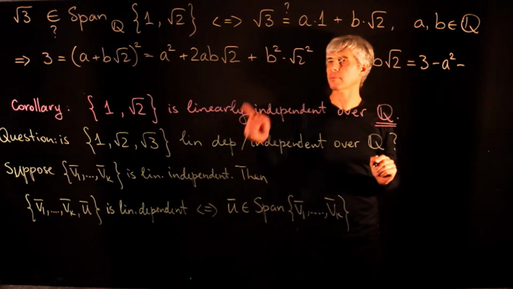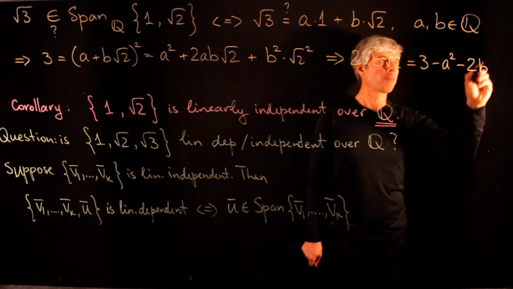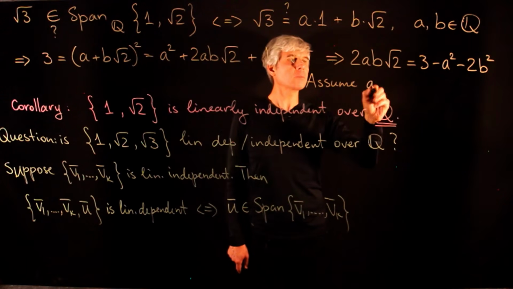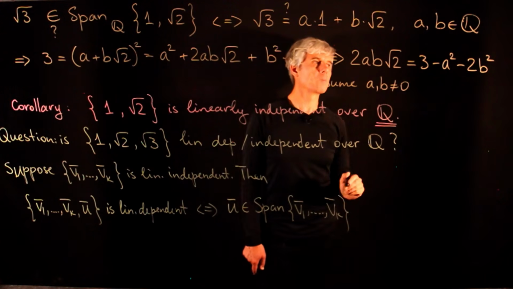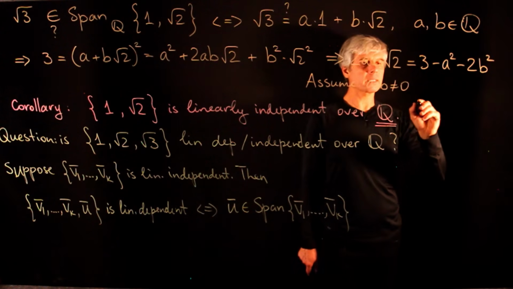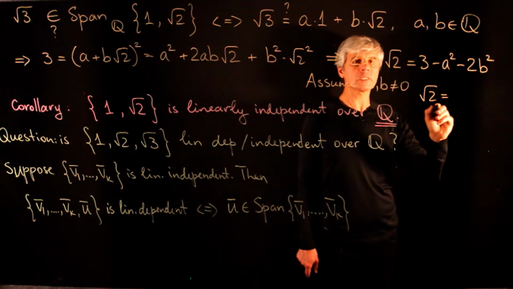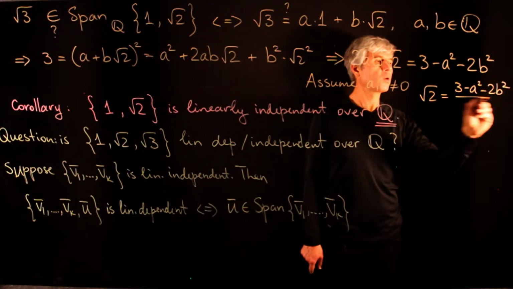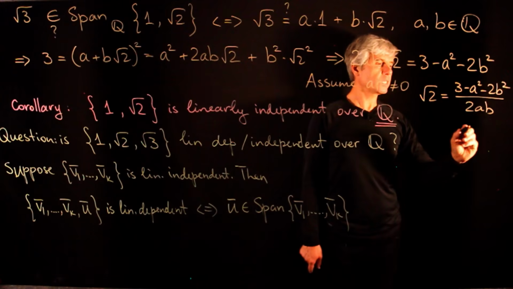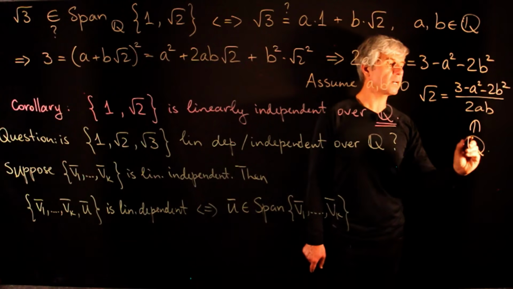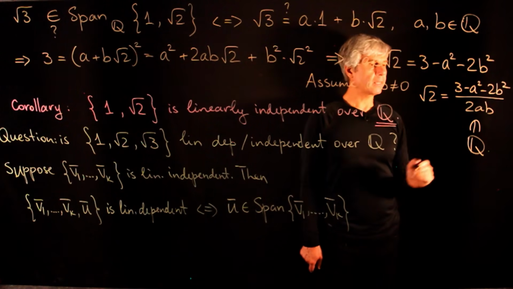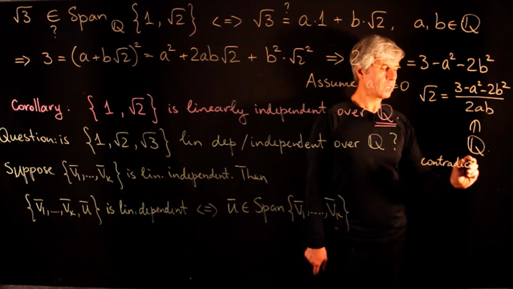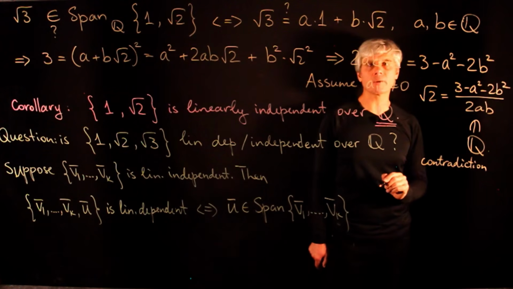Let's assume that a and b are non-zero. Then this tells us that square root of 2 is equal to 3 minus a squared minus 2b squared over 2ab. And we see that the right-hand side is a rational number. And so that's a contradiction, because we know that square root of 2 is not a rational number.